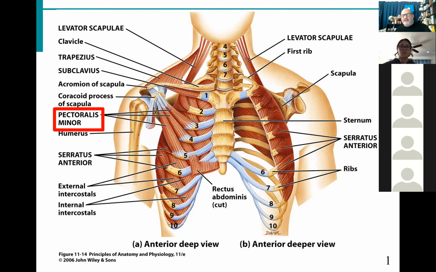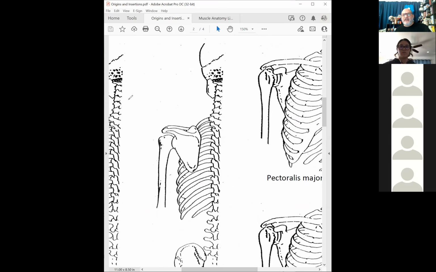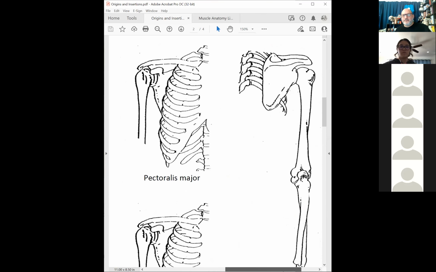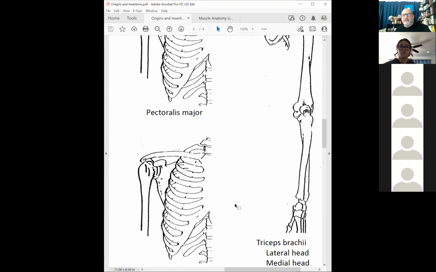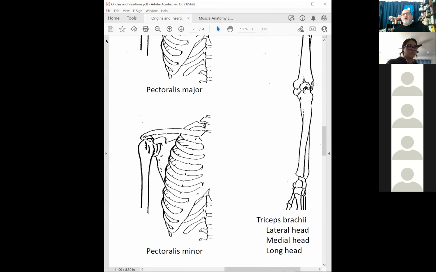And let's do that. Let's take a look at where we would find our pectoralis minor. Is this the picture for it right here? Perfect. What is the origin of the pectoralis minor? The anterior surfaces of ribs 3 through 5. 3, 4, 5. And what is its insertion? Coracoid process of the scapula. Coracoid process of the scapula. Excellent.